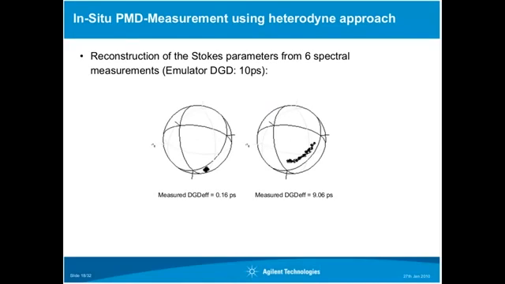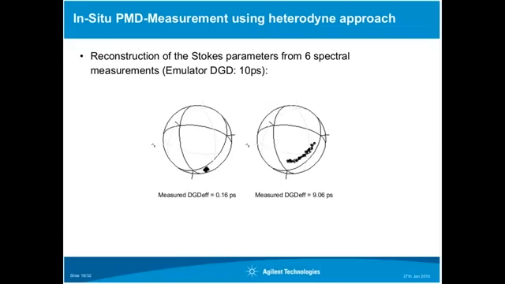On the left side, you are seeing that the effective differential group delay is close to 0. There we coupled into a principal state of a DGD emulator. And on the right side, you see an effective DGD of approximately 9 picoseconds. This is pretty close to the maximum value we could see using the emulator at 10 picoseconds. So that is just to give you an example of what we get.